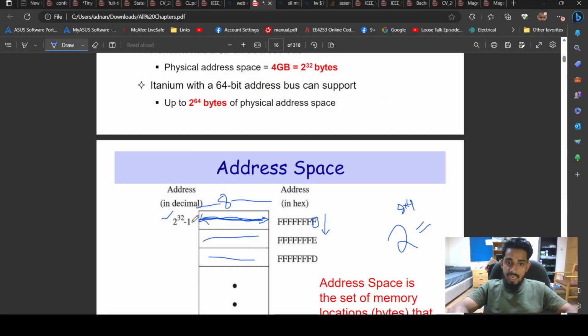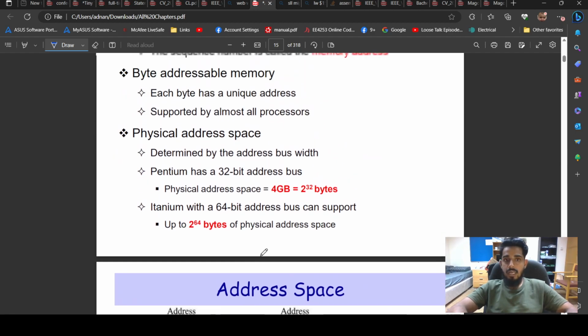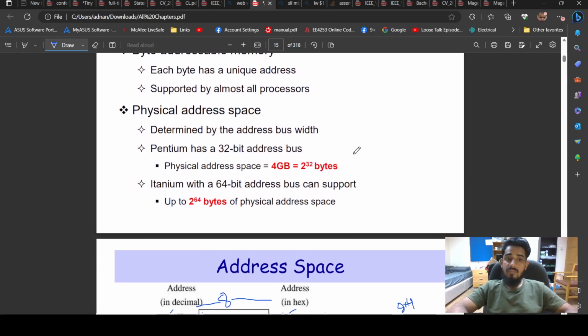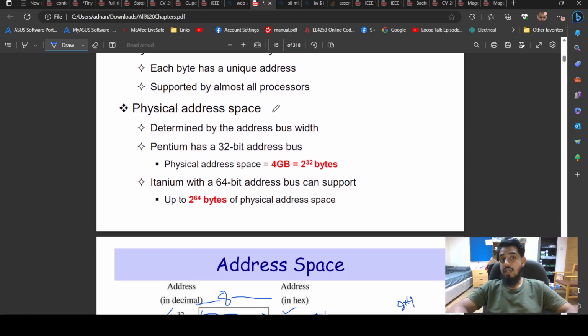So each byte has its own address. This byte has this address, this byte has this address, this byte has this address. So each byte has its own different address. Okay, so all processors have the same sort of byte-addressable memory. And what is actually the physical address space? It's actually determined by the address bus width.